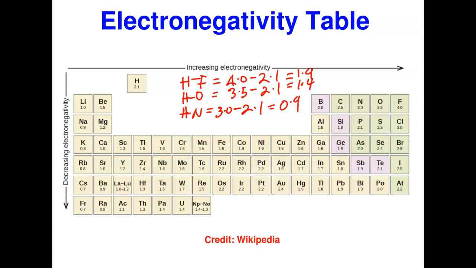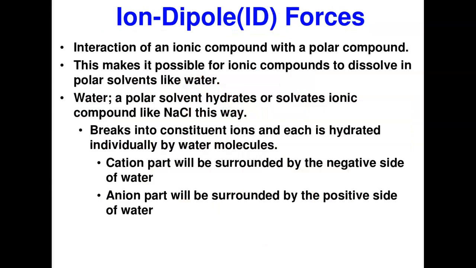0.9. So you find out that the strength of this one is the greatest in all of them. And we're going to see this play out in the physical properties of these substances. Now, the next one is the ion-dipole interaction. Ion-dipole force is when an ionic compound interacts with a polar compound. That is just from the name. An ionic compound interacts with a polar compound.